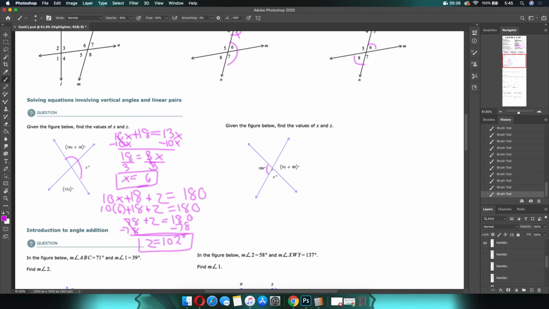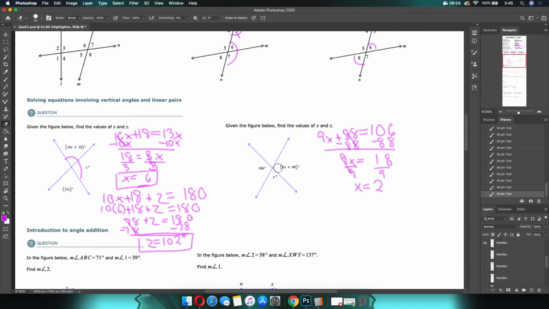This one, vertical angles again are the ones that I kind of like. So 9x plus 88 equals 106. And then we just solve. Minus 88, minus 88. 9x equals 18. Divide by 9. Divide by 9. X equals 2. Okay, so far so good.